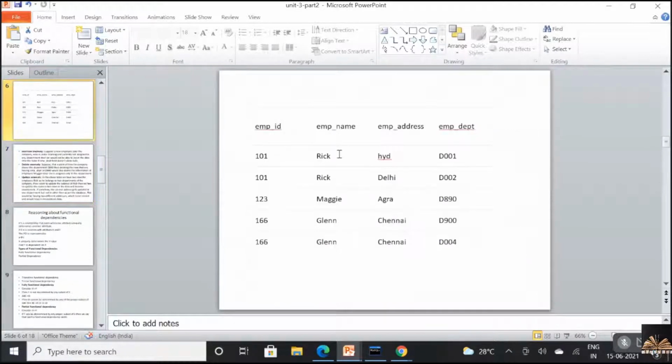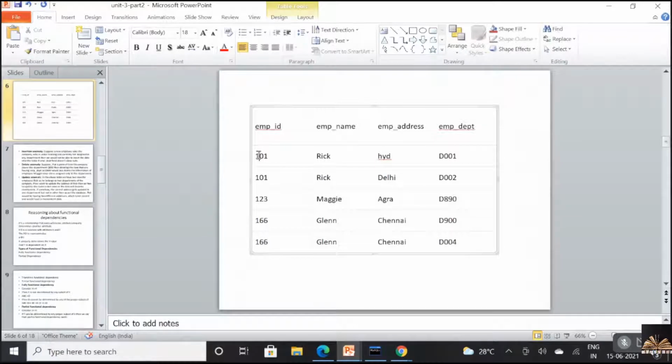You can clearly see here, 101, Rick, Delhi. Again 101, Rick, Delhi. So this particular concept is called repetition. It is repeating. And if I again modify this also, 101, again there would be a repetition. This is Delhi. What's happening? 3 rows of data in the database are the same. So this leads to the concept of redundancy.